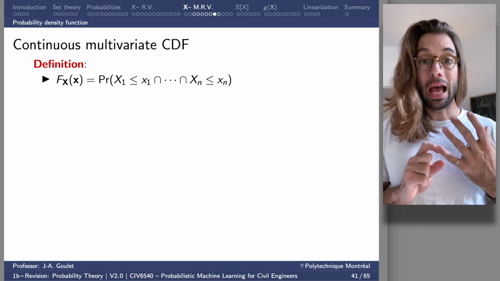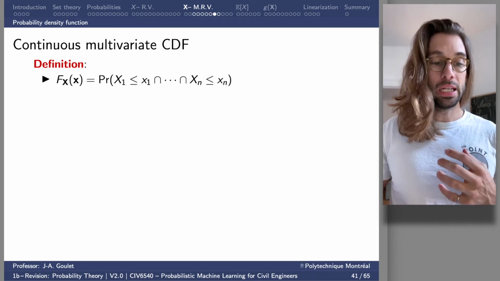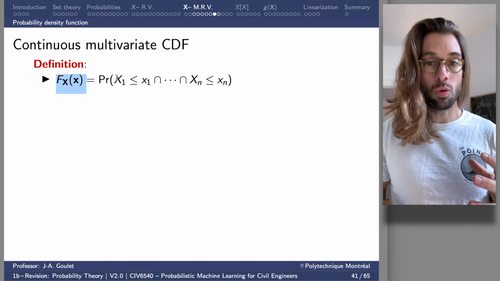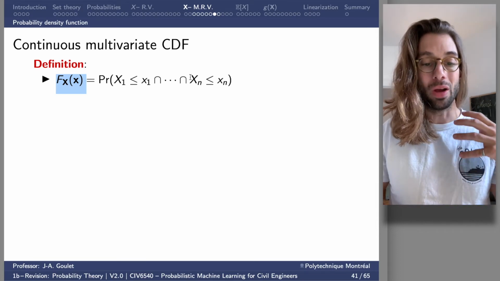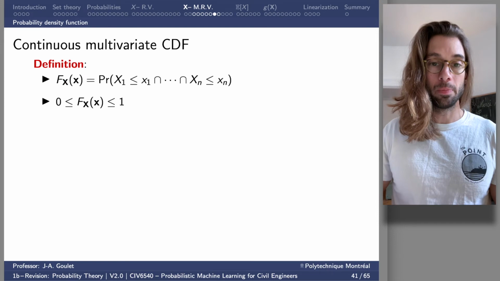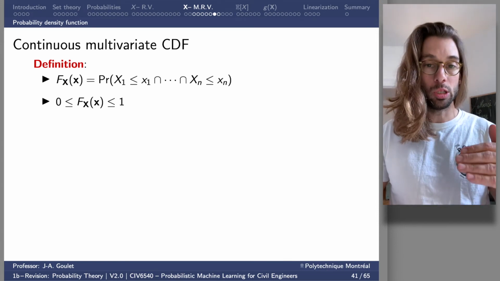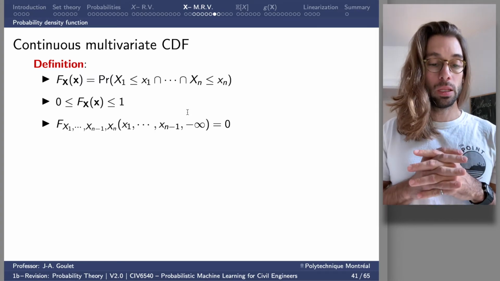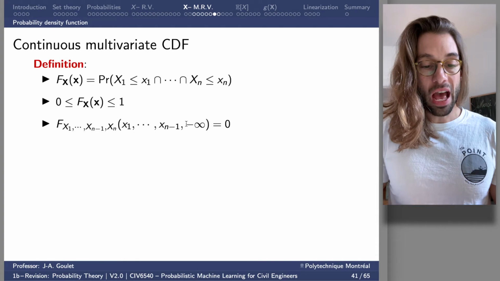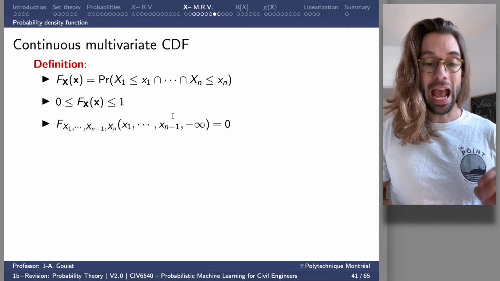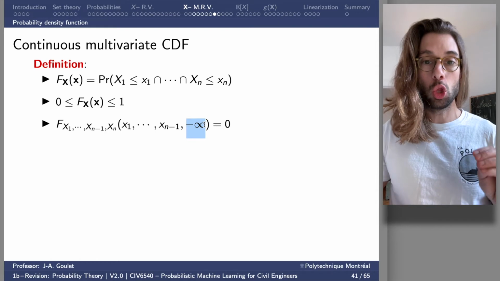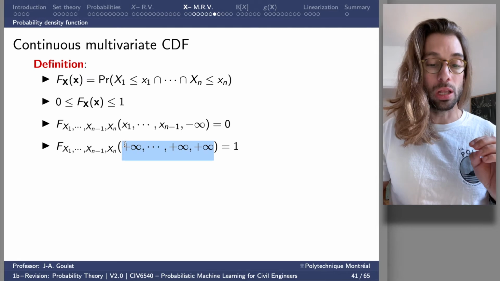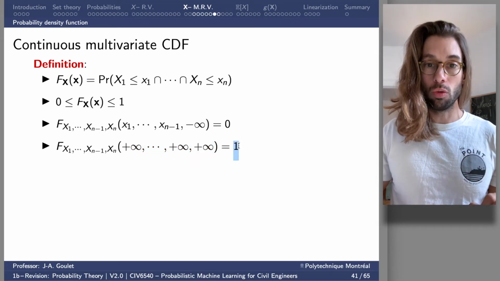So now let's look at the multivariate continuous CDF. My CDF in the multivariate case is the probability that x1 is less than or equal to little x1, intersection, up to xn less than or equal to little xn. And that CDF is again always defined between 0 and 1. And one interesting property of the CDF is that if we evaluate any dimension at the lower bound, minus infinity, it's always going to be equal to 0. And on the opposite, if we evaluate all dimensions at plus infinity, it's going to be equal to 1.